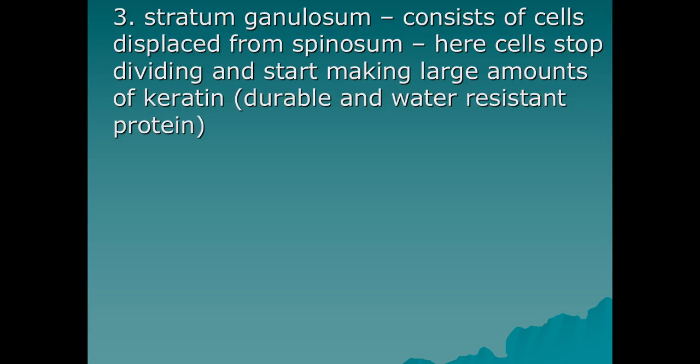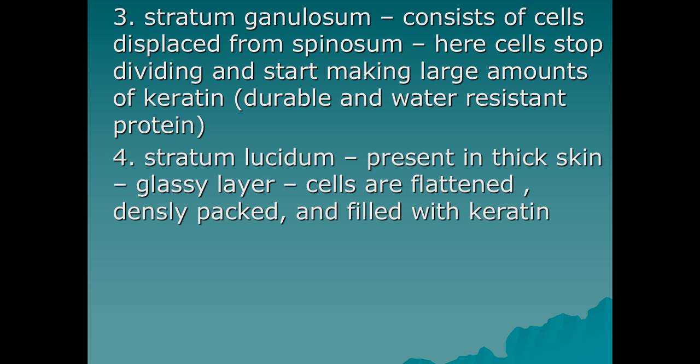They stop dividing, and what they start making internally is a protein called keratin. It's a very durable and water-resistant protein. This is the protein that hardens your skin a little bit. It's also the protein that hardens your fingernails and your hair, makes them waterproof, durable, and resistant. From there, the cells will continue to move up until they reach the stratum lucidum.